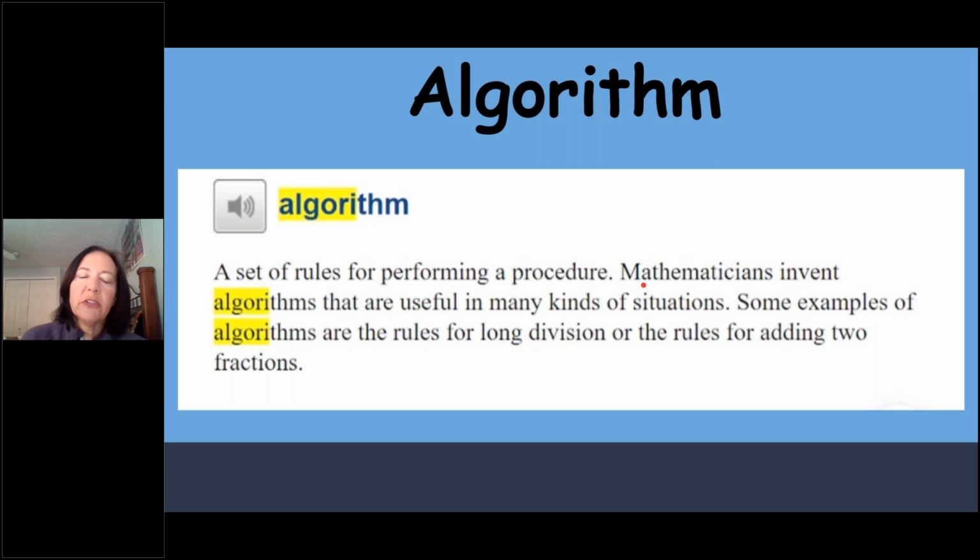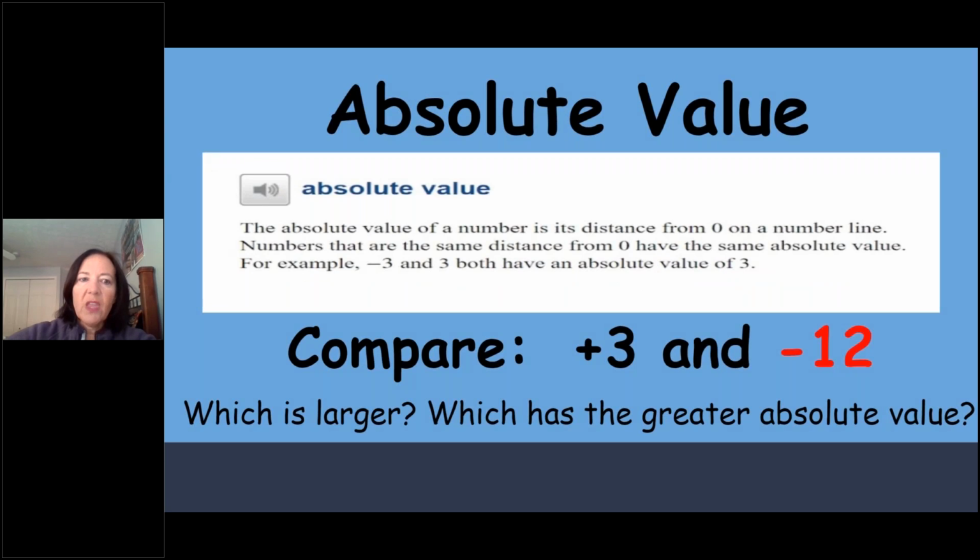Another word I'm going to be using quite a bit: an algorithm is just a set of rules to perform a procedure. For instance, if you know how to do long division, the steps to long division would be considered an algorithm. If you know how to add fractions, the steps or the process to add fractions, that's also an algorithm. And then another term, absolute value. That's talking about the distance any number is away from 0.